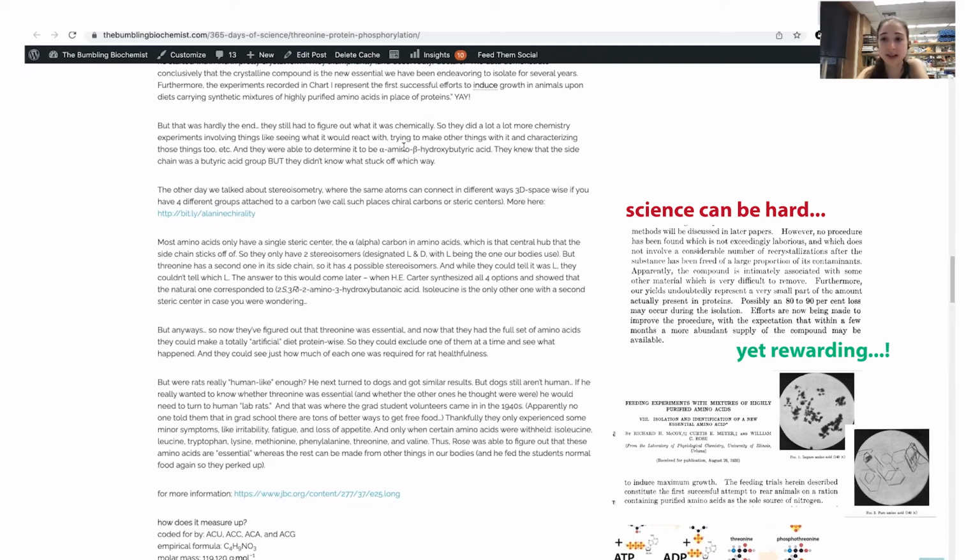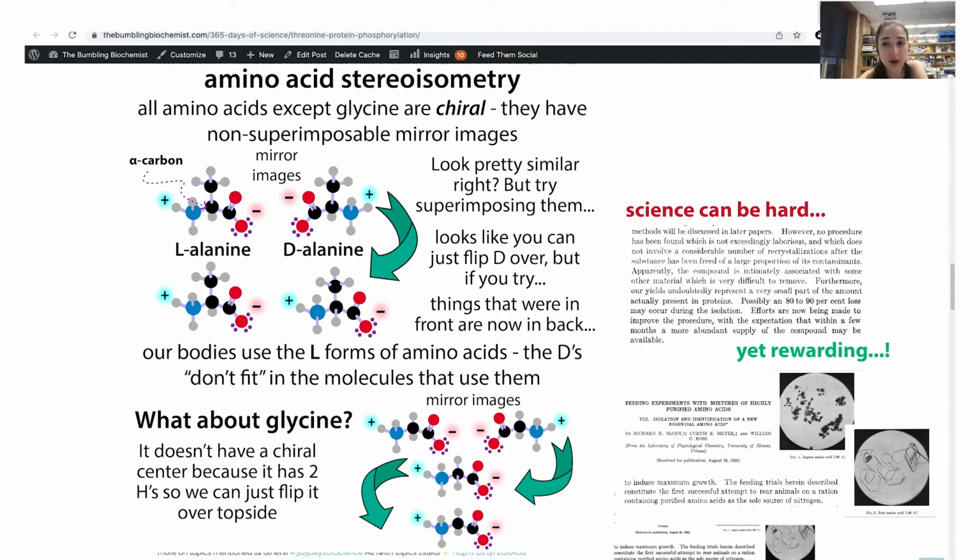So butyric, so it has 4 carbons, and then it's on the alpha amino, and then the beta, so the alpha carbon, then the beta carbon, the next carbon, has the hydroxyl group, and you have the carboxyl group, the amino group. So they figured out what the side chain was, but they didn't know which way it was sticking out stereochemically. We've talked about chiral centers. So basically threonine, like isoleucine, but unlike all the other amino acids, has a second chiral center.